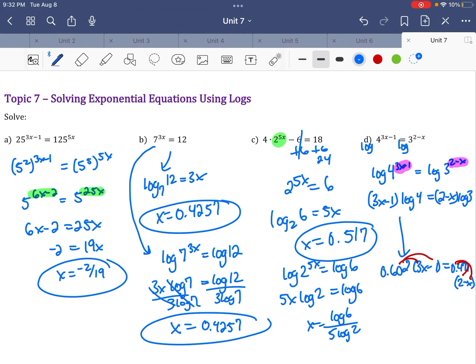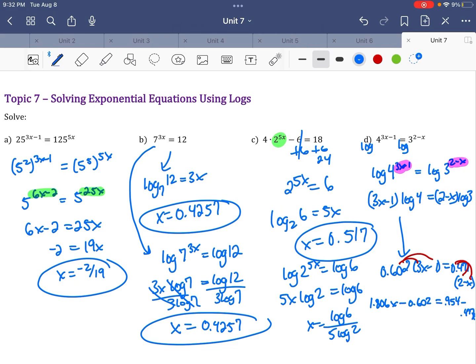So let's do it. So 0.602 times 3, so I have 1.806x minus 0.602 equals, so 0.477 times 2, I said 0.954, minus 0.477x. All right. So now I got to get the x's together.